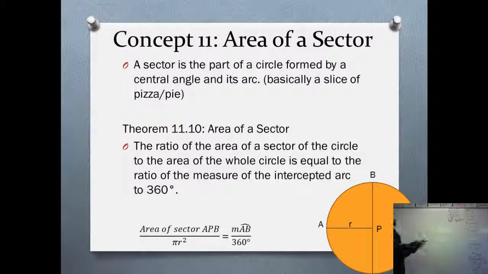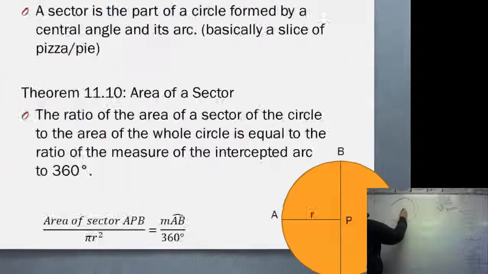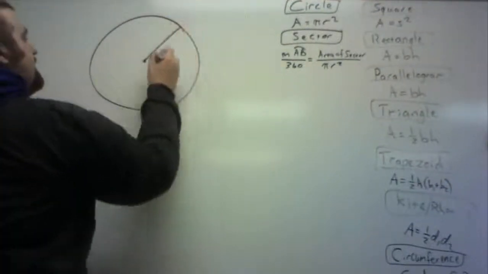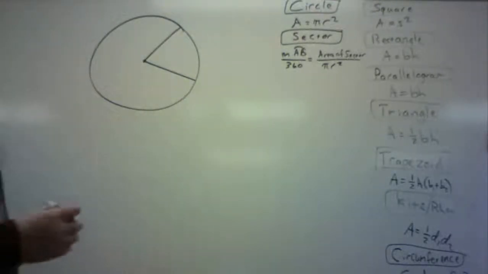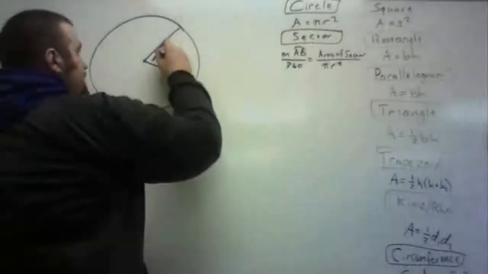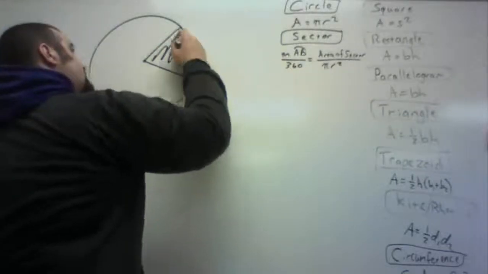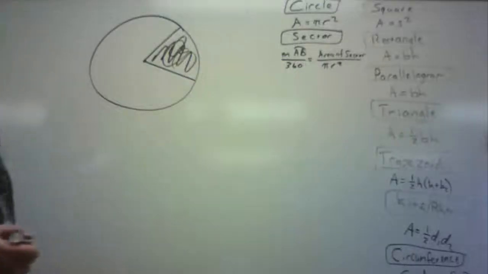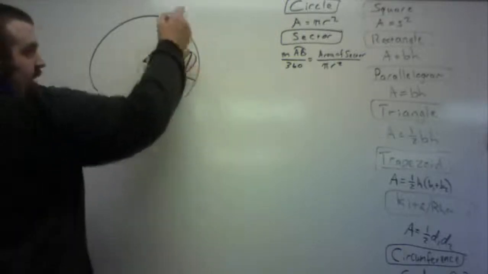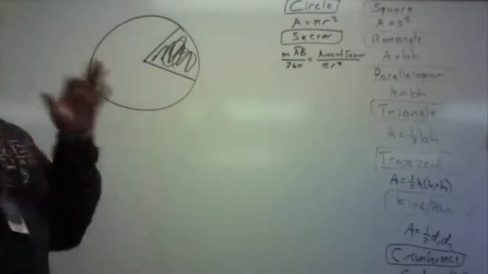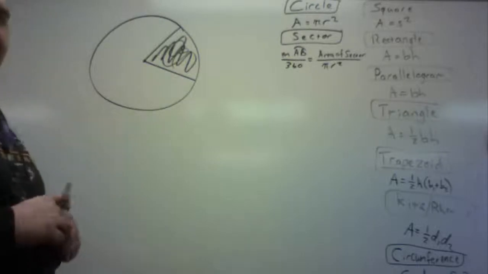But anyway, a sector is a part of a circle formed by a central angle and its arc. So it's like a slice of pizza. So if I would look up here and I drew up a circle, and I was looking at a slice of it, like that right there. This here is the sector. It's the part of the circle formed by the central angle and its arc. So it's actually the slice of pizza, the slice of pie.